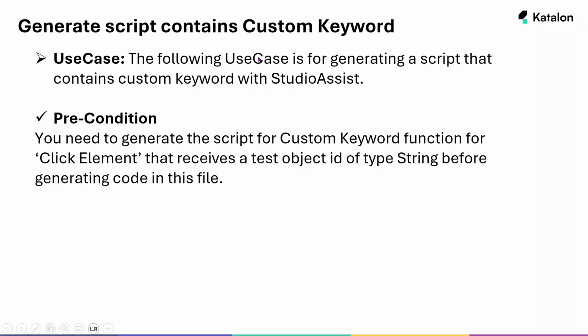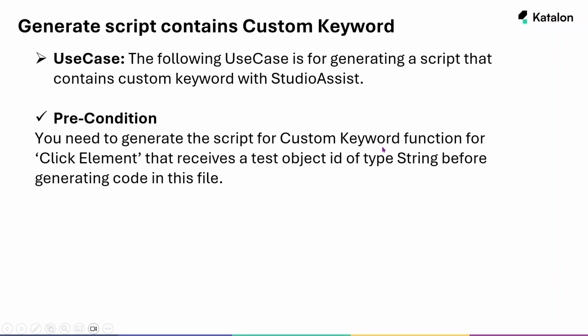So to automate your test case by calling the custom keyword functions, first you need to create custom keyword functions. So now let us go to Katalon Studio and let us learn first how can we create the reusable custom keyword functions. Once we create reusable custom keyword functions, then we are going to automate an end-to-end test case where you'll be calling these custom keyword functions.